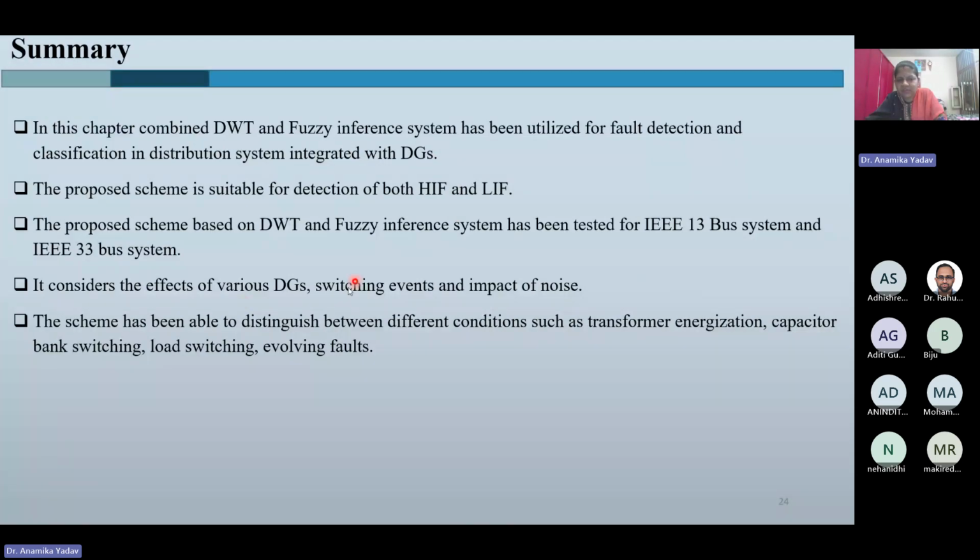The impact of various DG switching events and noise has been considered, and the scheme is able to distinguish between the different conditions. Other non-faulty events may be transformer energization, capacitor bank switching, or load switching. So all these have been correctly distinguished, and evolving faults have also been discussed. So that was the summary of the first one. I hope that you could get the idea behind how to apply the scheme.